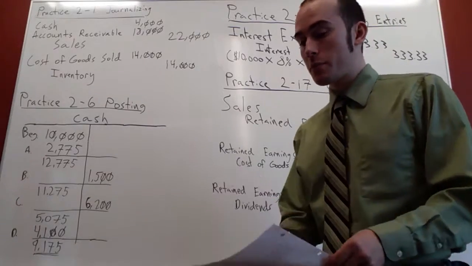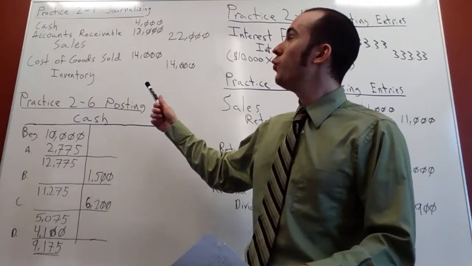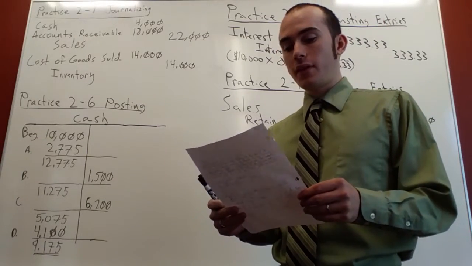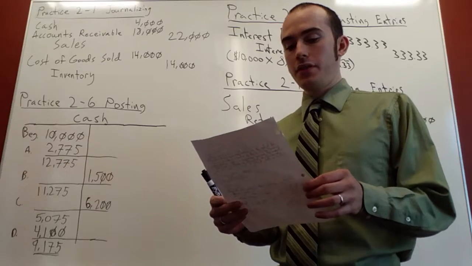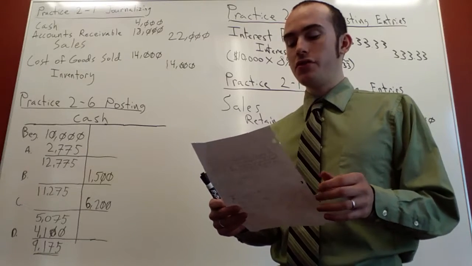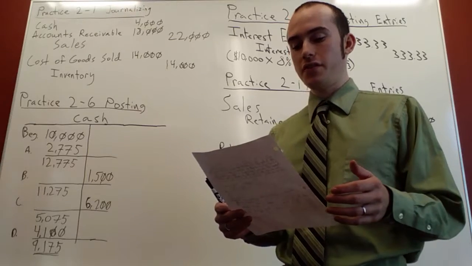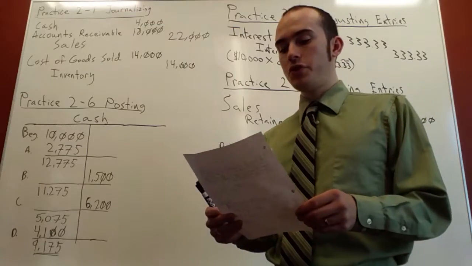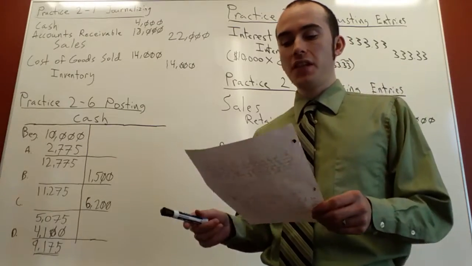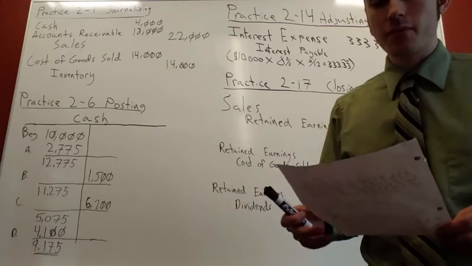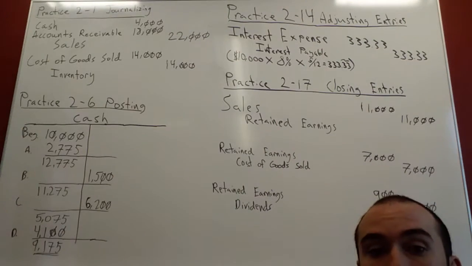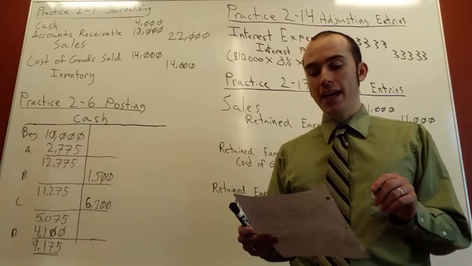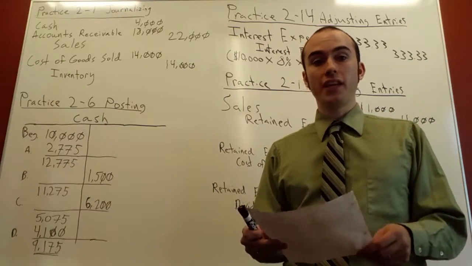So what we have here is practice 2.1, journalizing. The scenario is that journal entries are necessary to record the following transactions. This is about selling on account. So sold merchandise costing $14,000 for $22,000. Of the $22,000, $4,000 was received in cash, and the remainder was on account.